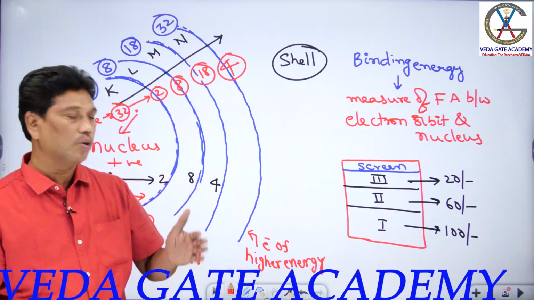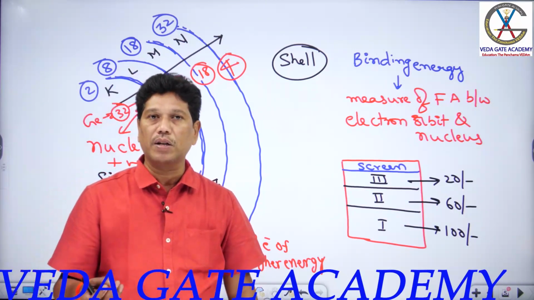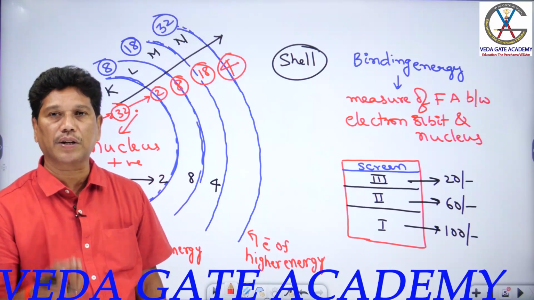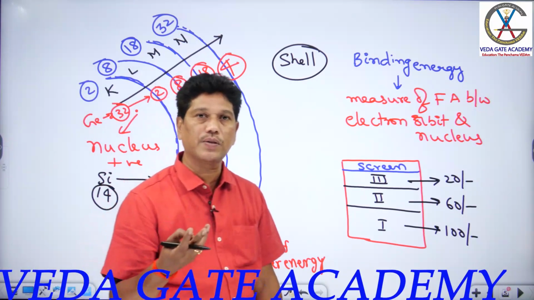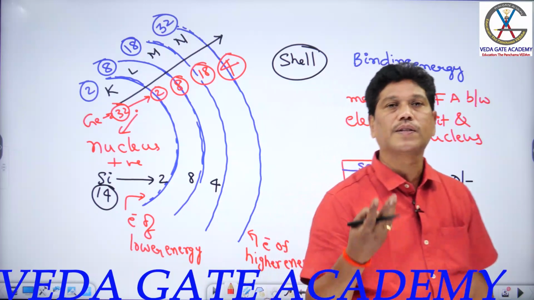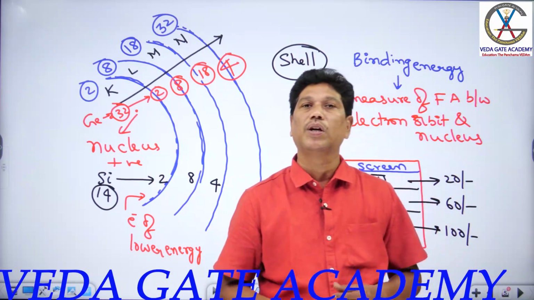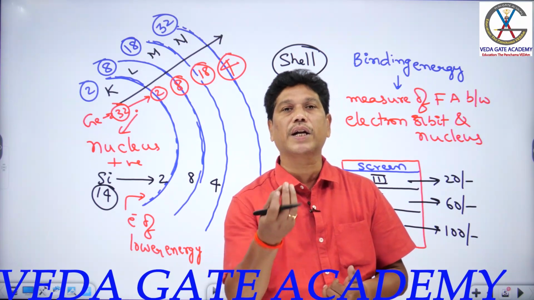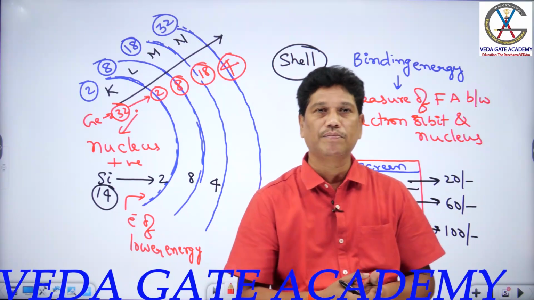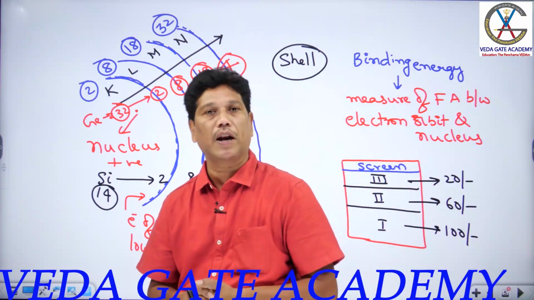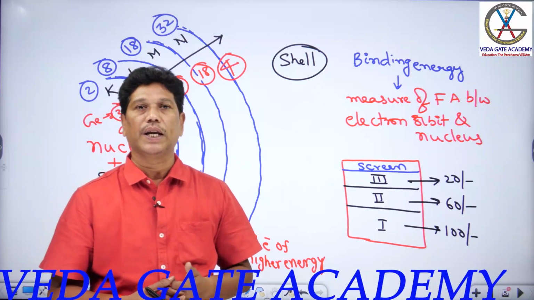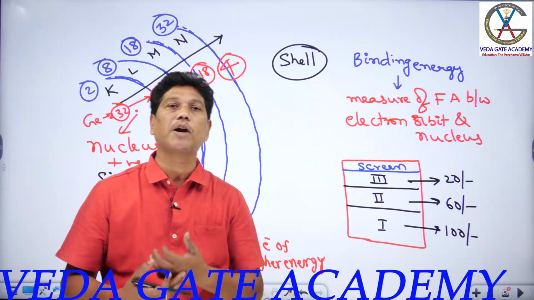Remember my option. If you go for fundamental particles, what are they? Conductors, insulators, and semiconductors. If you go for conductors, what type of bonding do you prefer? Conductors use metallic bond. For insulators, ionic bond you can use. For semiconductors, covalent bond you can use.